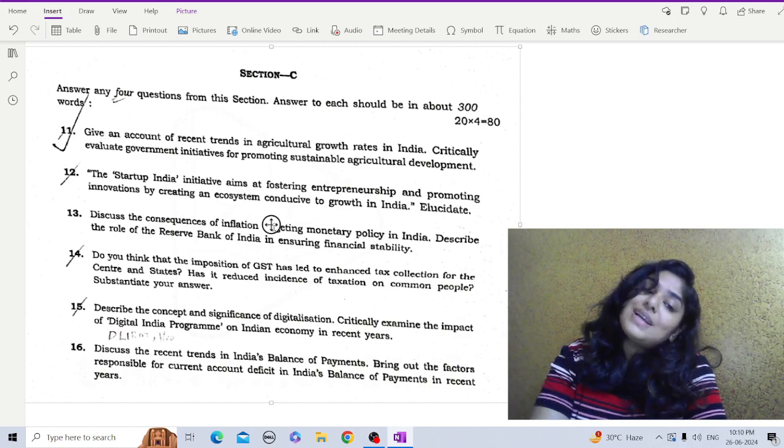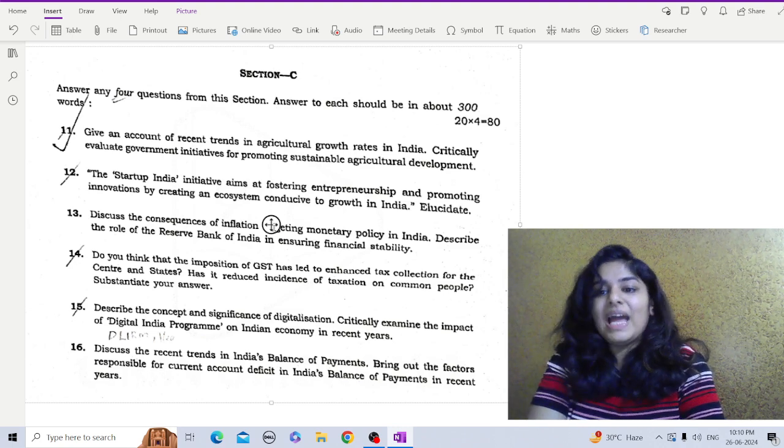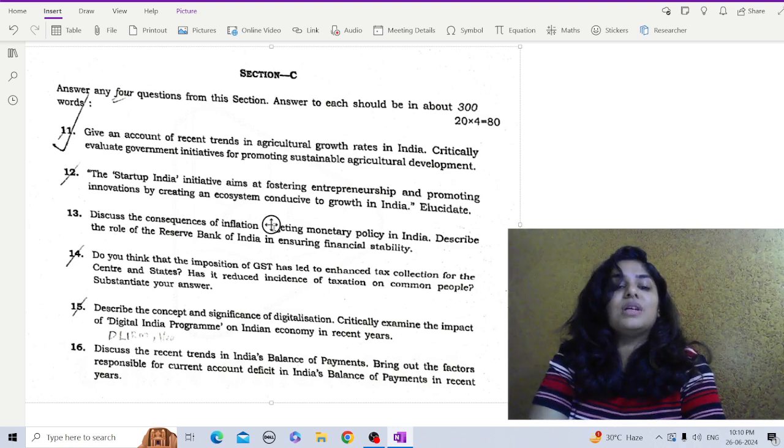So, in conclusion, we can say that the Digital India program has catalyzed digitalization across sectors, contributing positively to economic growth, job creation, and governance efficiency. However, addressing challenges such as digital literacy and infrastructure gap is crucial to maximizing its benefit and ensuring inclusive development.